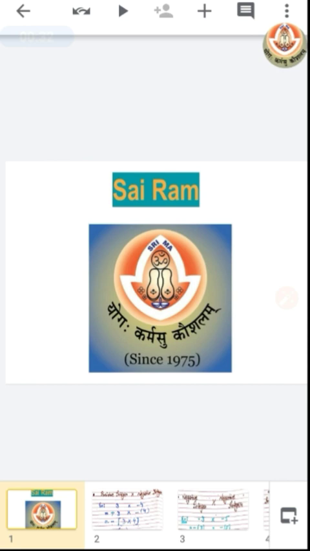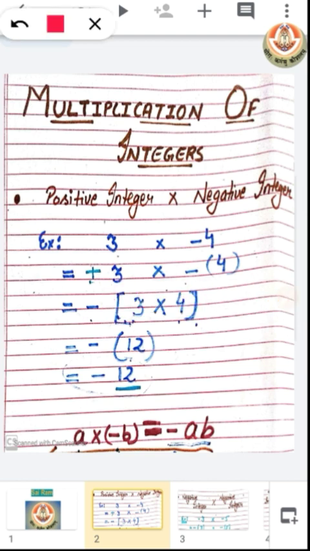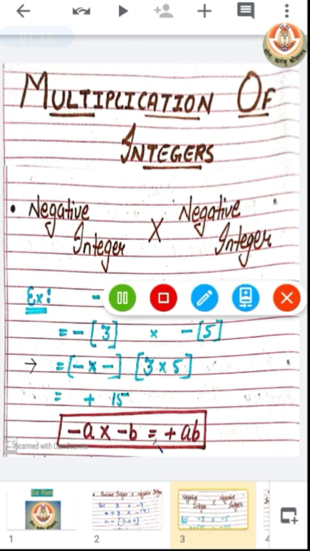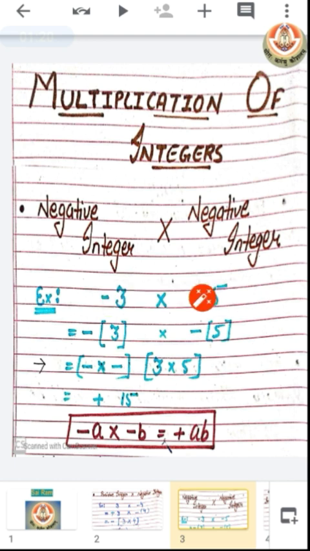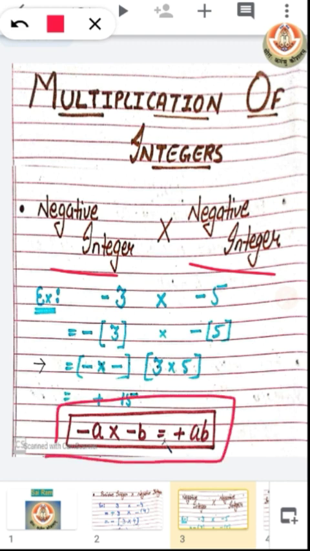Okay, class? Before starting, let's have a quick revision of our previous class. In the previous class, we first learnt about the multiplication of one positive and one negative integer. That means when we multiply a positive integer with a negative integer, the answer will always be a negative integer. And the second thing we learned is that the multiplication of two negative integers results in a positive integer.